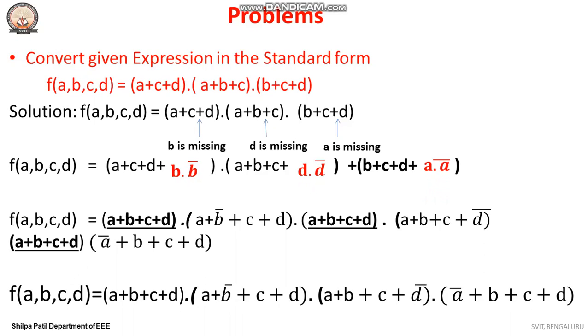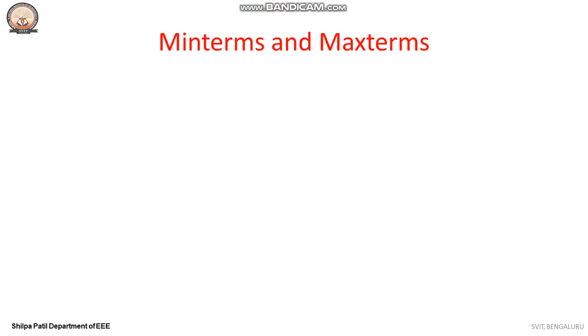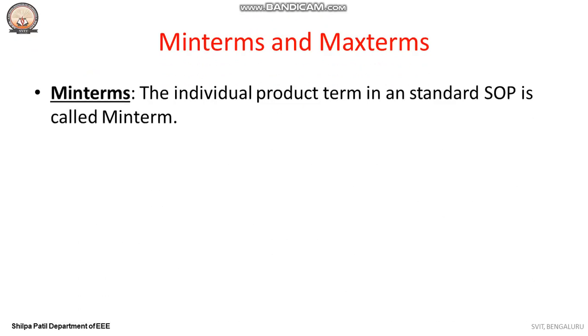Okay, so this is how we will convert any given expression, whether it is a SOP or POS, into a standard form, right? Once you bring it into a standard form, we have the sum terms and the product terms. These sum terms and product terms we call minterms and maxterms, right? So then what is a minterm and a maxterm?